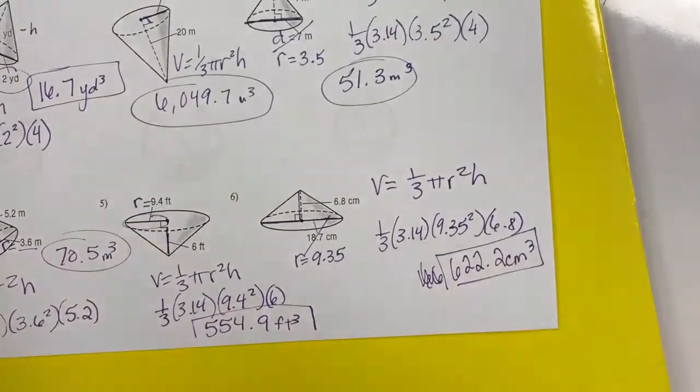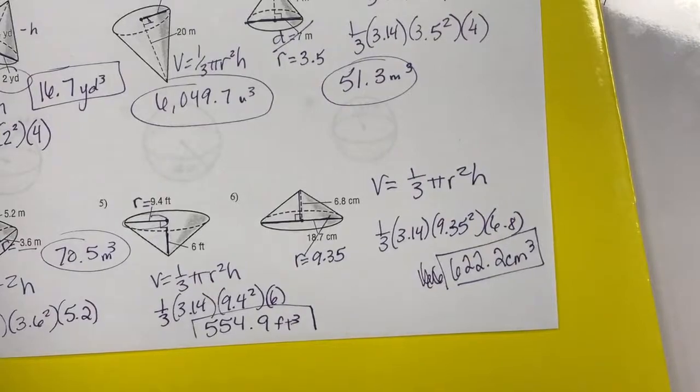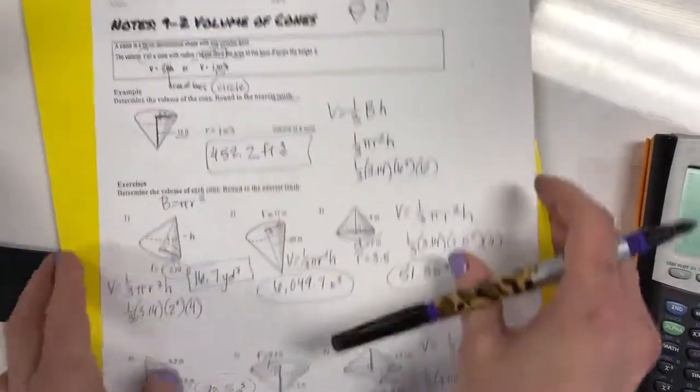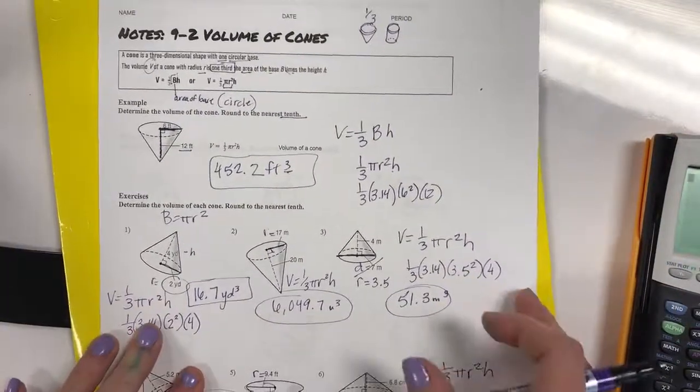Okay? And that's it. I think on your homework page, number 11 or number 12, skip that one because it doesn't have the correct numbers, so you can skip those. And that's it.